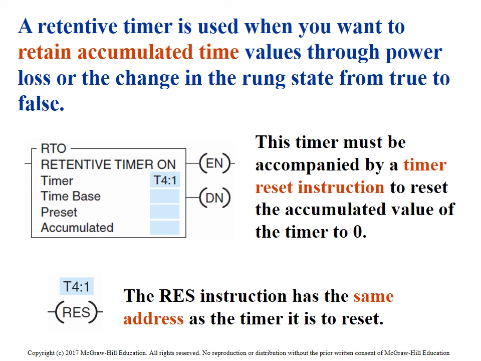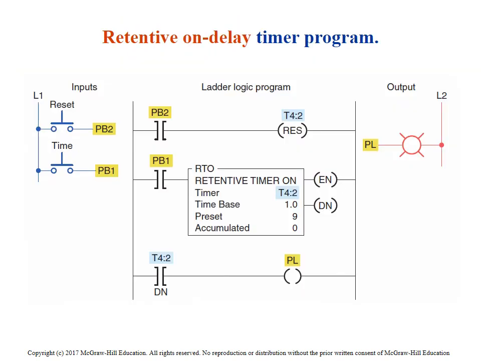In this particular case, you've got a lot of the same things. You've got a preset, accumulated, and a control word. The timer timing, timing enabled, timer done. That's available to you. And here they show us an example of how that works. So here we have, I'm going to call it PB2 is a reset, PB1 is a retentive timer.